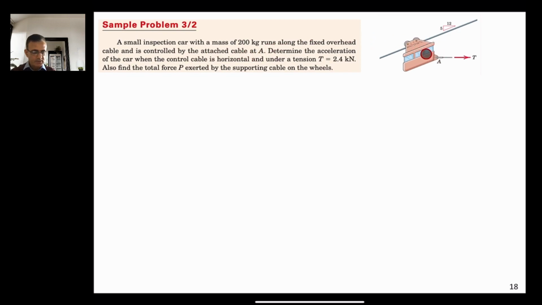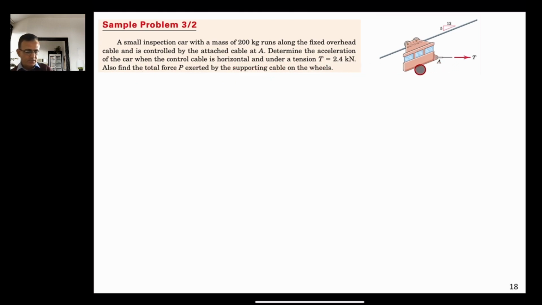This is the inspection car, which runs along this overhead cable and is controlled by the attached cable at A, which is where we are controlling it from. Determine the acceleration of the car when the control cable is horizontal and under tension of 2.4 kilonewton. Also find the total force P exerted by the supporting cable on the wheel.